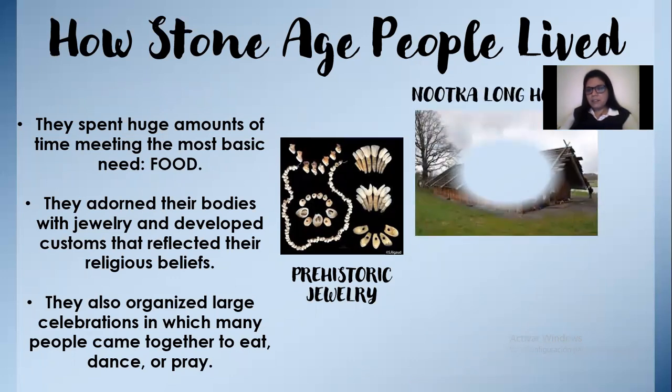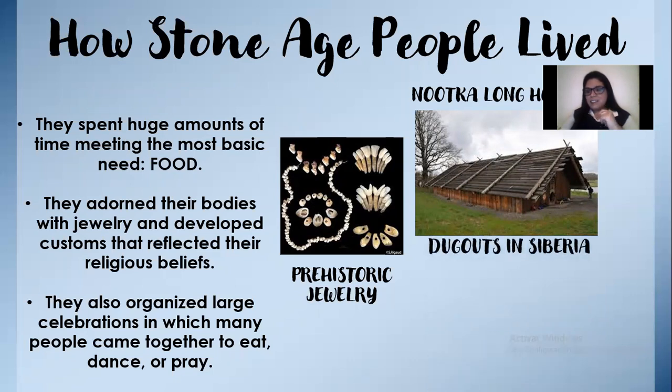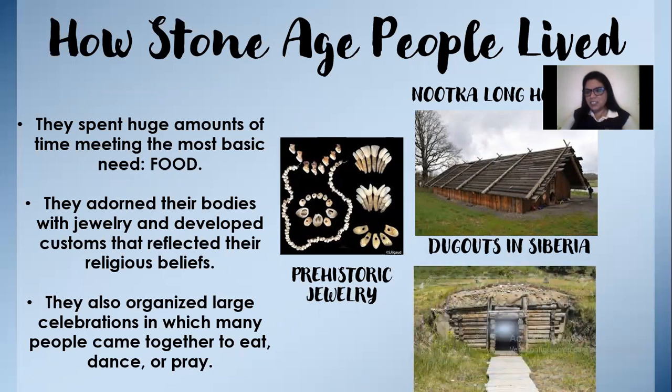This is the example of a longhouse. Okay, this was the first model of house in which large groups of people could live. Nootka is a tribe in North Canada. And the dugouts in Siberia. Siberia is a region in Russia in which the houses had to be underground in order for them to protect themselves from the harsh winters. And remember that winters in places like Russia are pretty long. So they needed the most protection they could get.